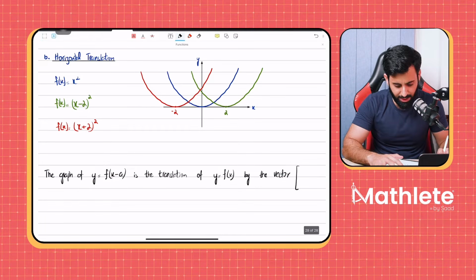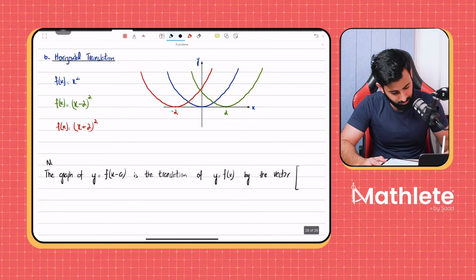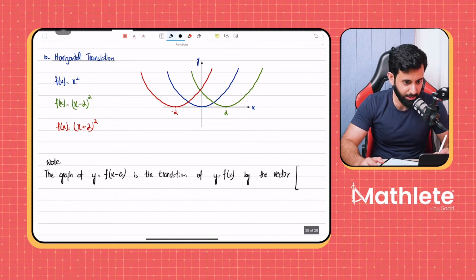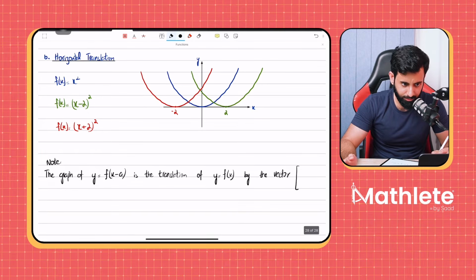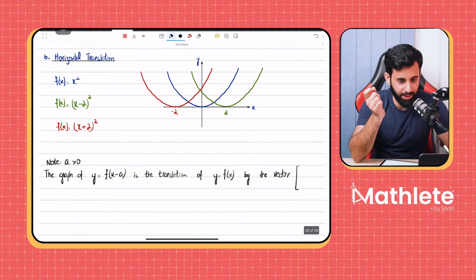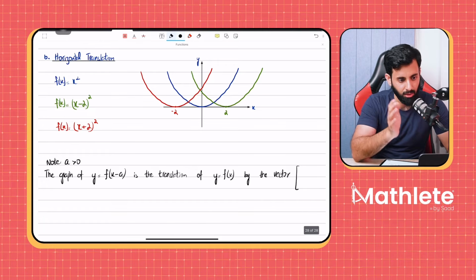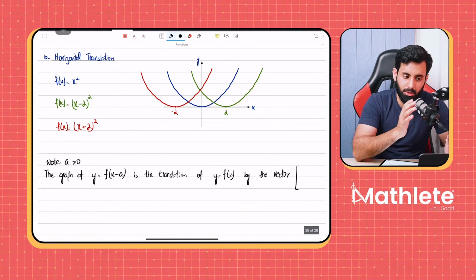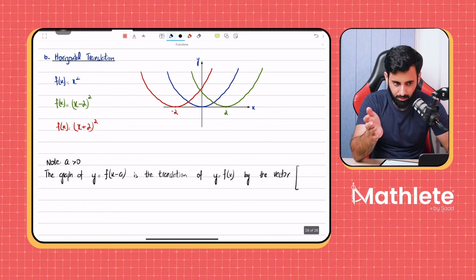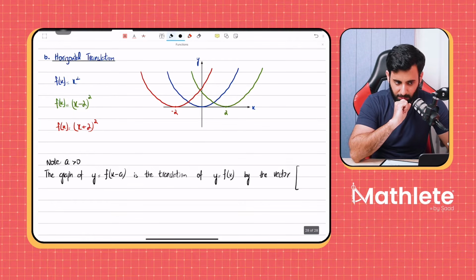Since we're subtracting something, where is the graph moving? When we subtract something, where is the graph moving? It's moving towards the right. So what will the vector look like? If a is a positive constant and we subtract a, for example, if a is 3, what will the vector look like? I'll give you guys two options. Will it be 3, 0 or will it be minus 3, 0?